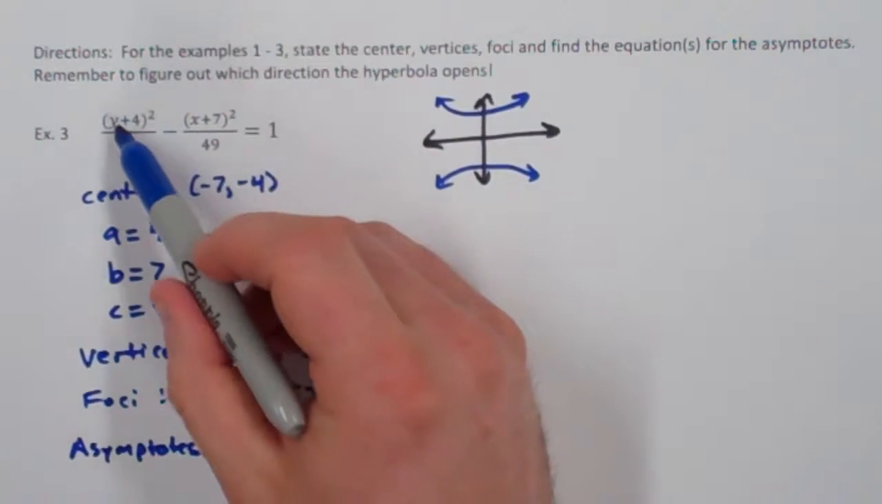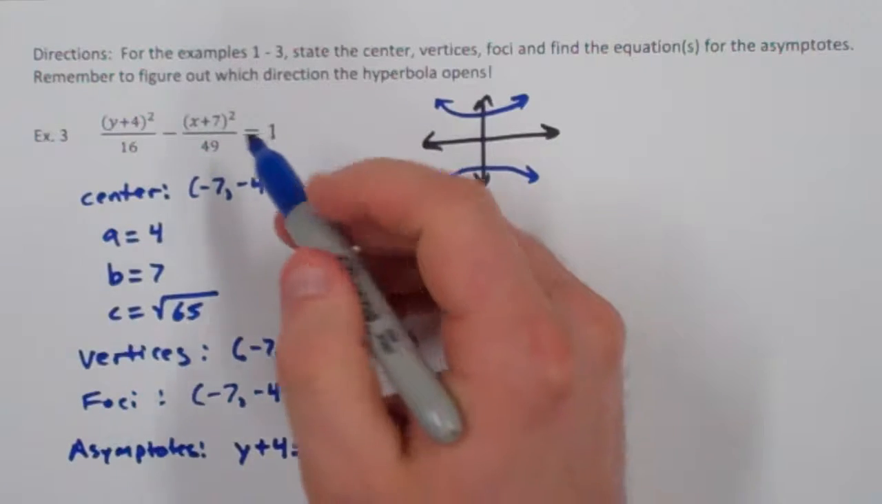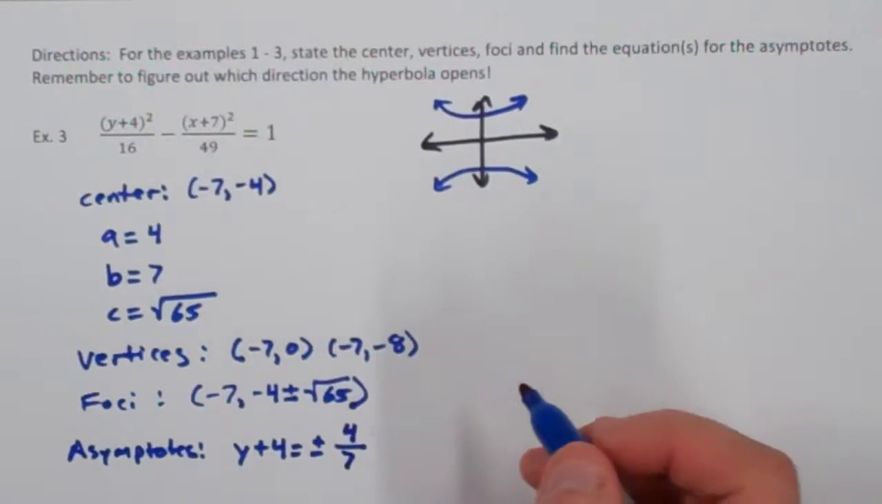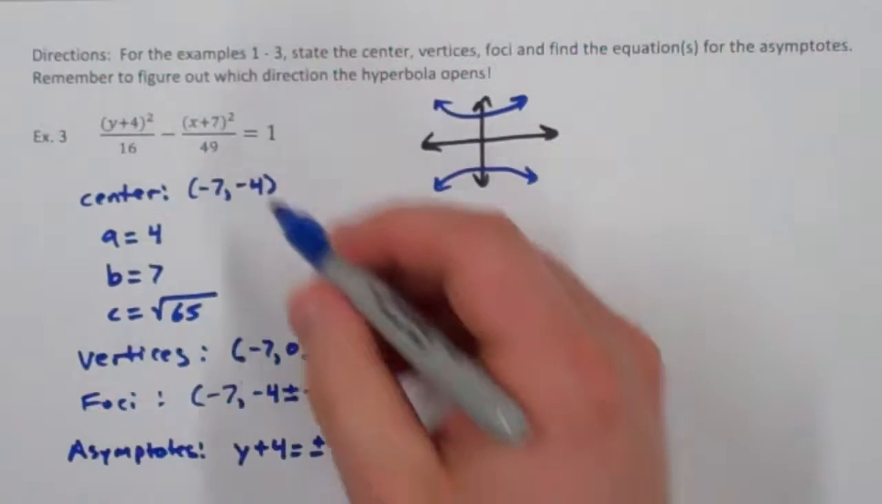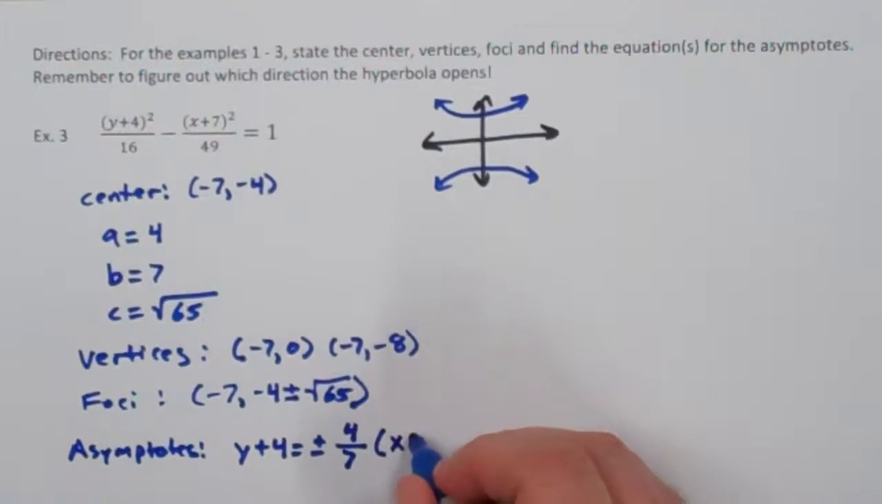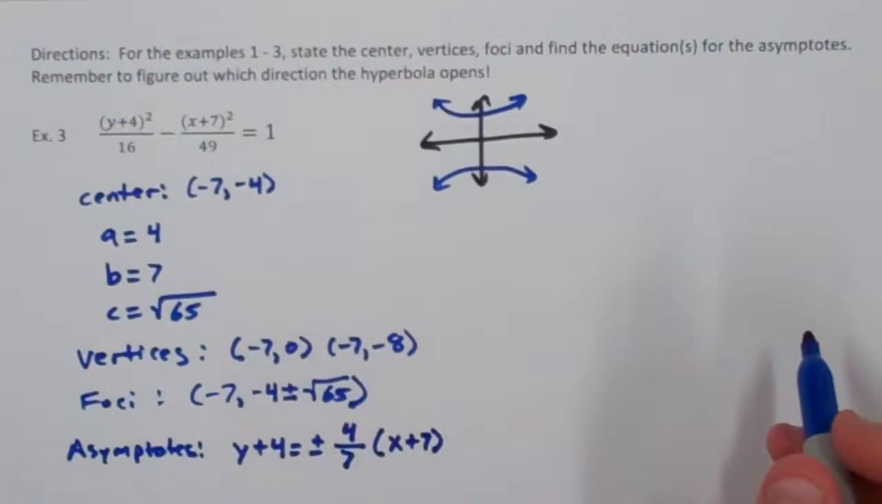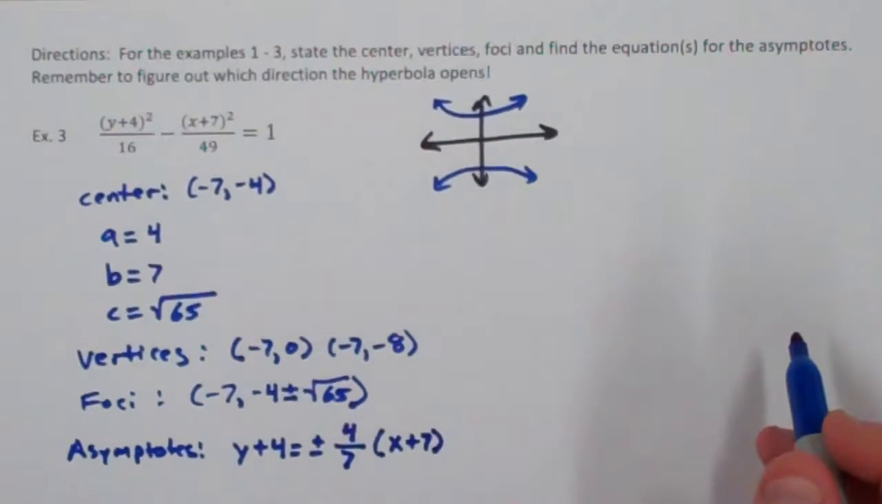We always do for slope the change in y over the change in x. Now, the square root of 49 would be 7. Turns out we can't simplify that any further, so we're good there. And then all we need to do is just put an x plus 7 here, and you've got your point slope form of each one of those asymptotes.